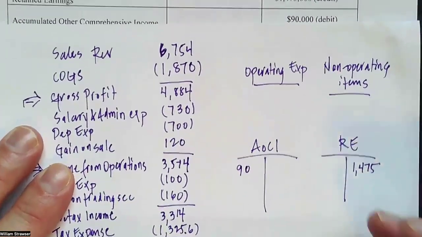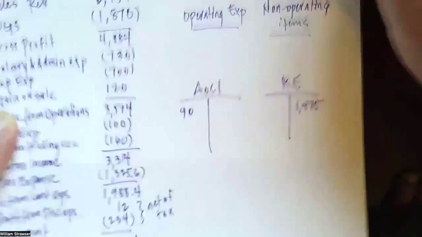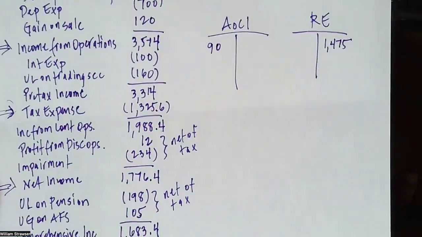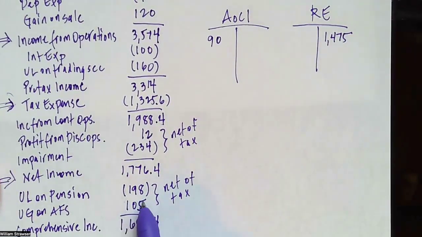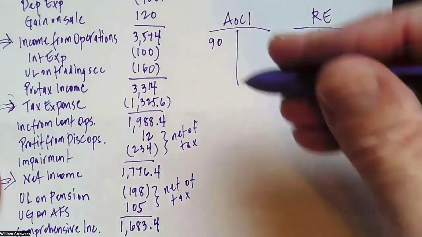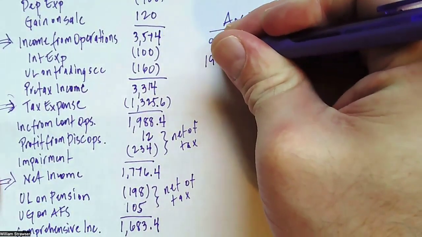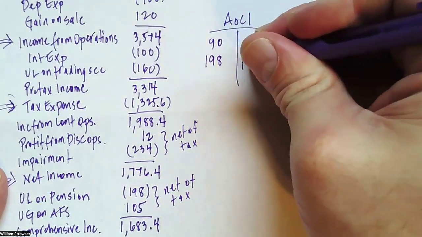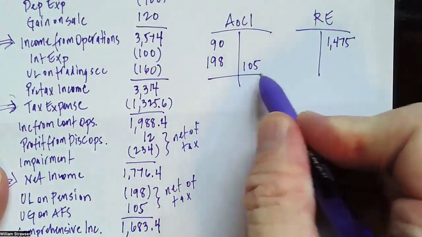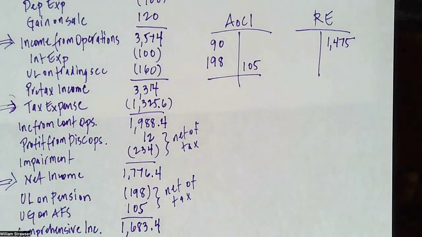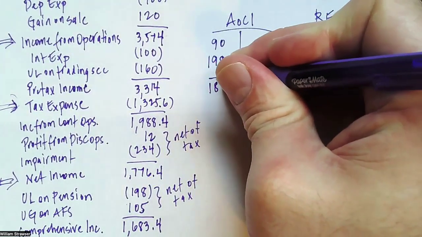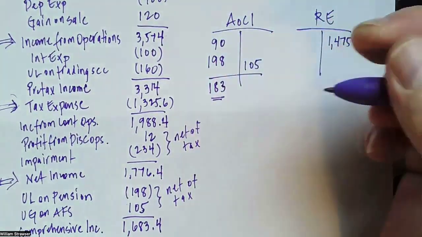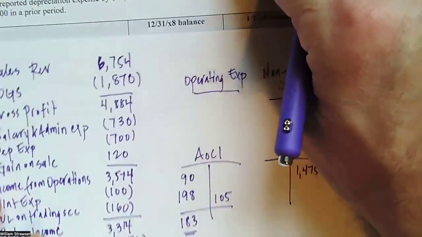To the AOCI, that one honestly is a little simpler if you know what side debits, losses and gains go on. We have an unrealized loss on the pension. That loss would go on the debit side of my AOCI account. We have an unrealized gain on AFS that goes on the credit side. And that will yield the ending balance of that account, 90 plus 198 minus 105, 183,000. So it would be a $183,000 debit balance still.